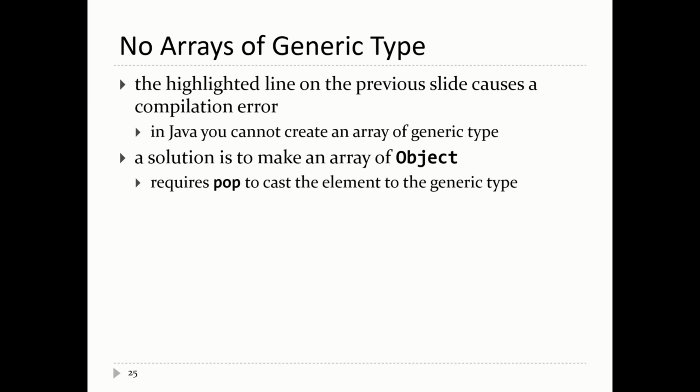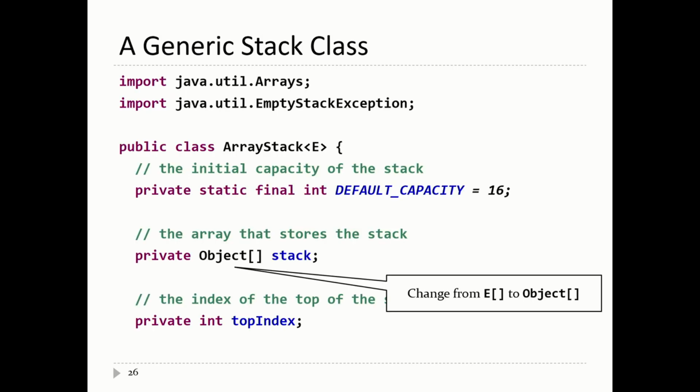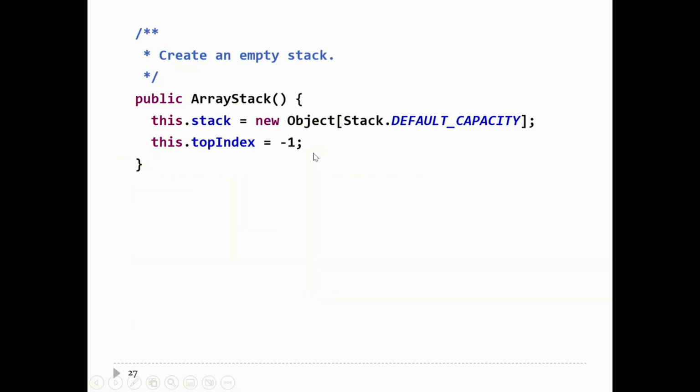The solution, though, is to borrow the solution from earlier. If I can't make an array of generic type E, why don't we make an array of Object instead? Because I can put whatever I want into that array. I still need a cast when I pop, but now the cast is inside the stack code. It's not inside the code that the user has to write. So change that to Object. This is still E over here. In the constructor, when you initialize your array, you just make an array of Object. That's fine.